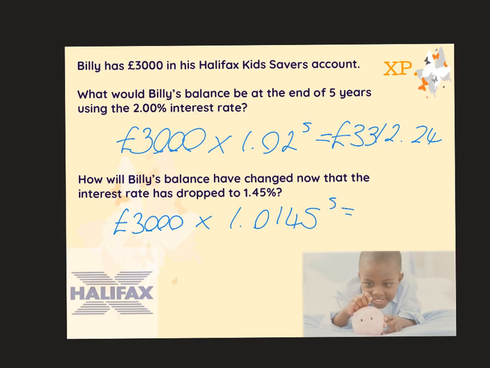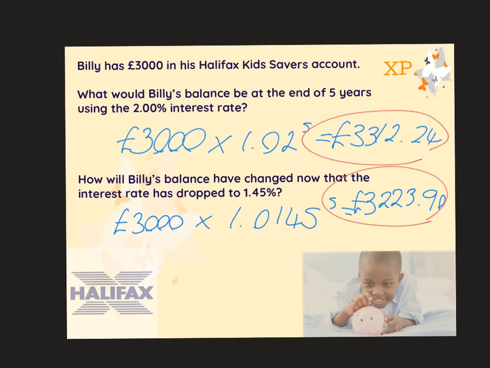So we're doing the same calculation but with a different percentage. And you get £3,223.90. So you can see that the difference is just under £100, which you might think after 5 years is not that significant. But again, consider the large amounts of money and the significance that would have.